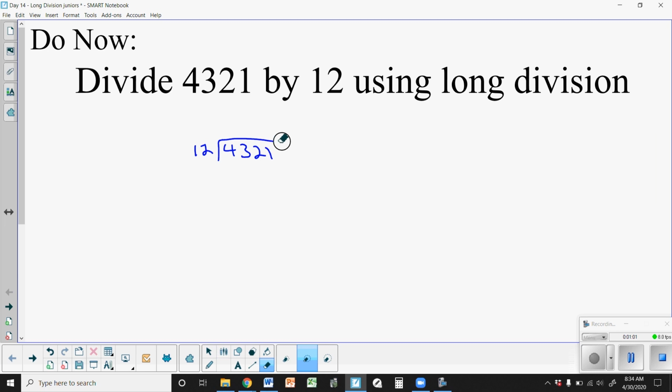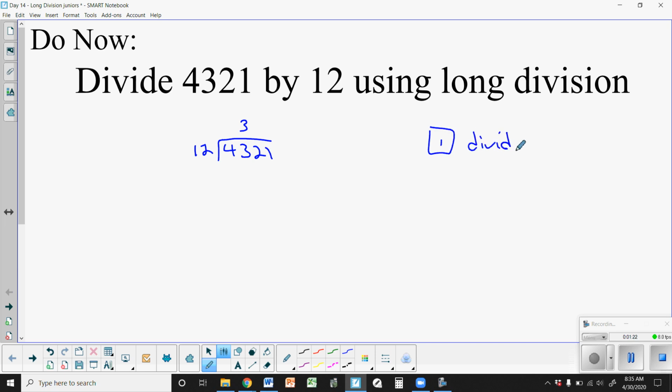The first thing that we do when we divide is we see, can 4 divide 12? And we're like, no. How about 43 divided by 12? And we're like, yeah, that divides 3 times. And then we have some left over.